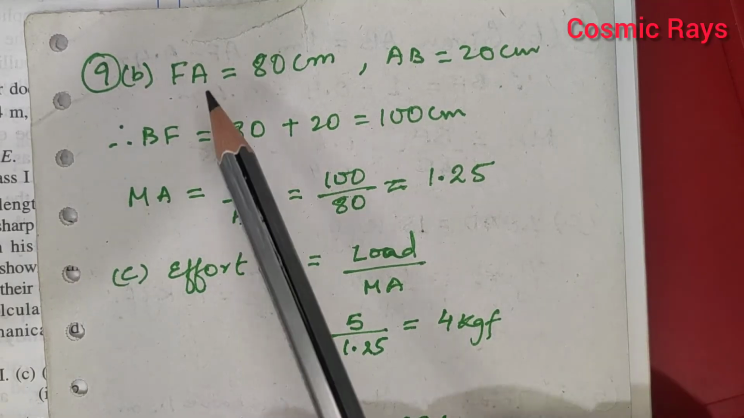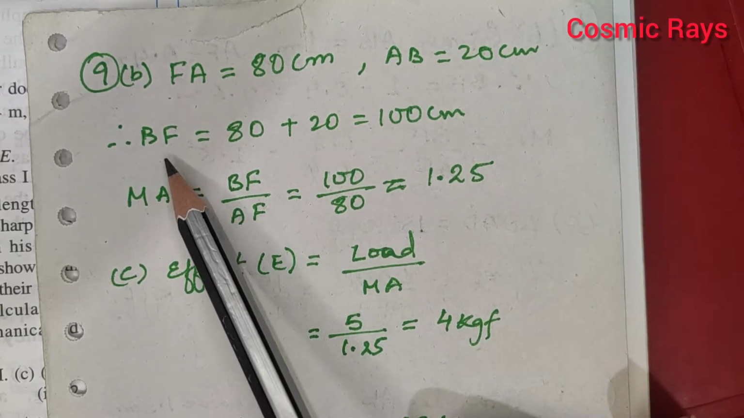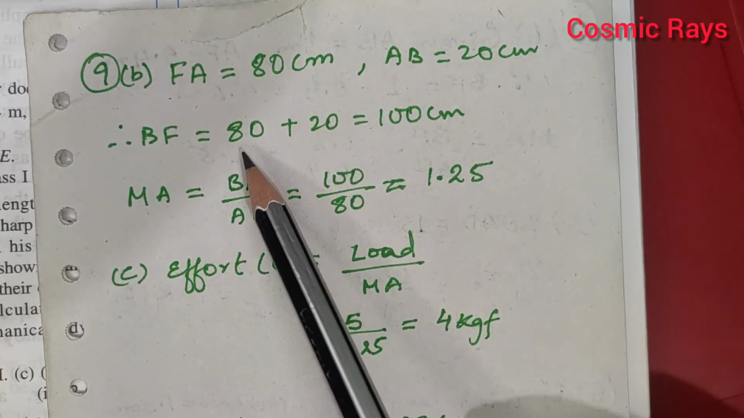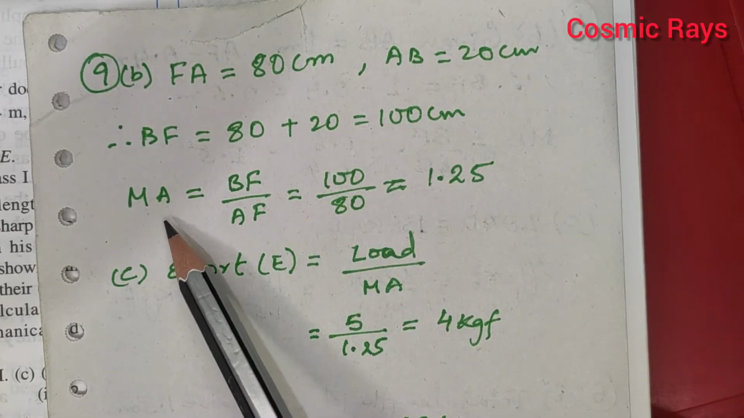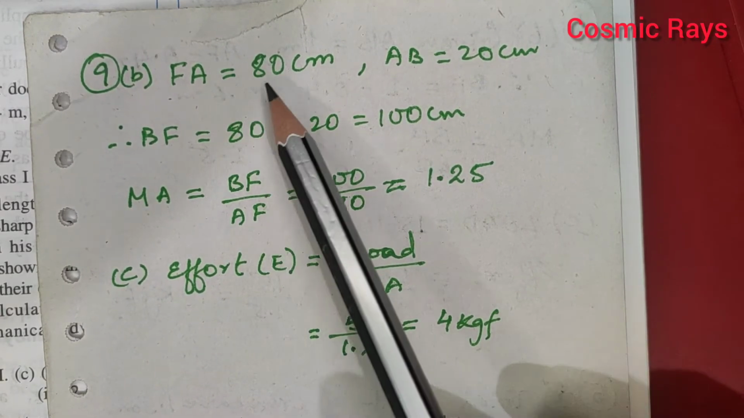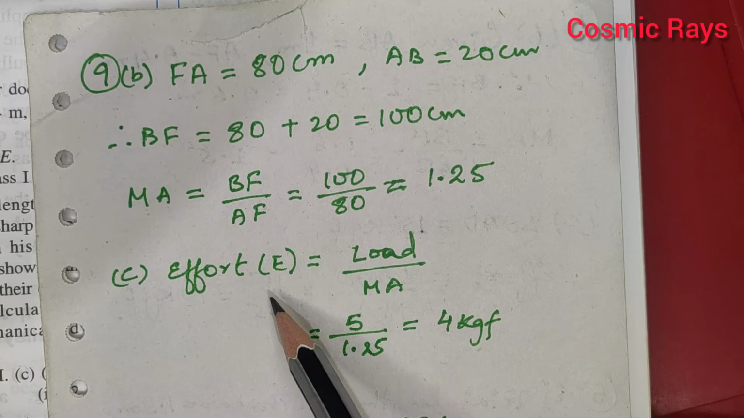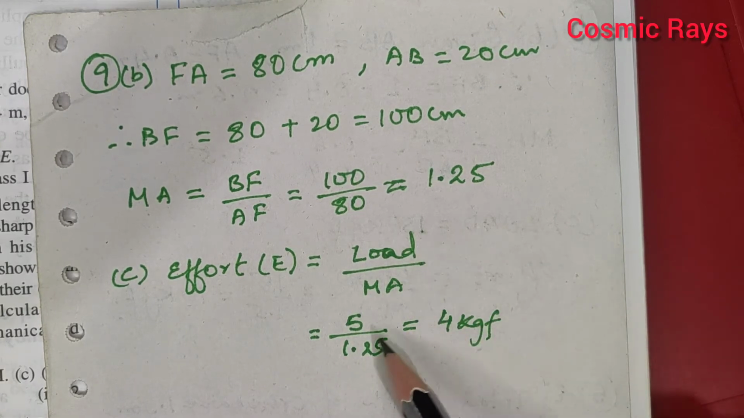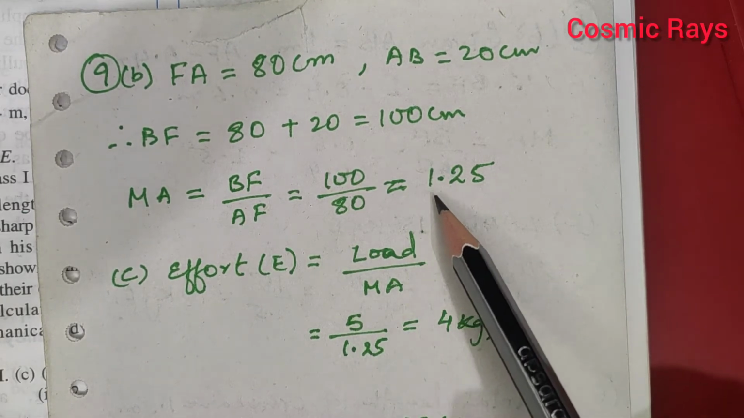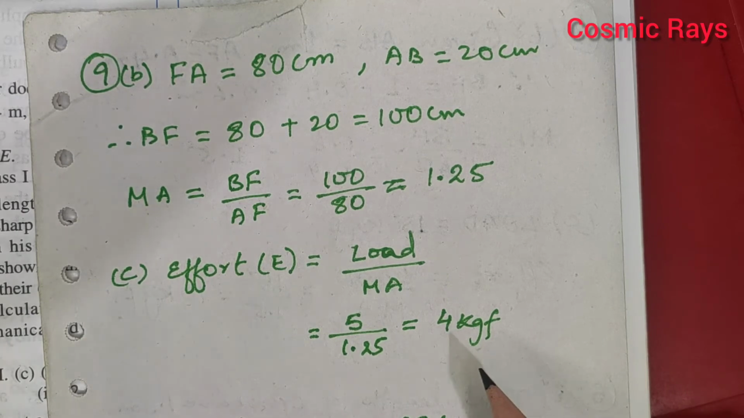So here FA is 80 centimeter, AB is 20 centimeter. So BF or FB will be the sum of both of these, that is 80 plus 20, 100 centimeter. So mechanical advantage is the total divided by AF, that is 80. So 100 by 80, we get it as 1.25. Now effort is calculated as load upon MA. We have the value of load 5 kgf divided by the value of MA, that is mechanical advantage, we have already calculated as 1.25. So 5 divided by 1.25, we get the answer as 4 kgf.